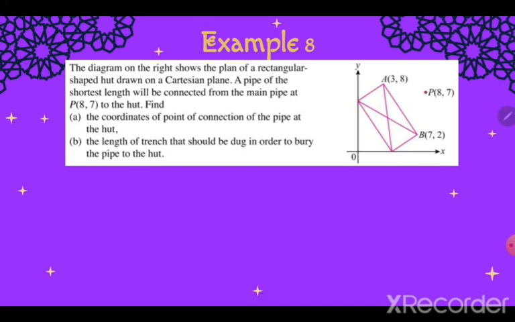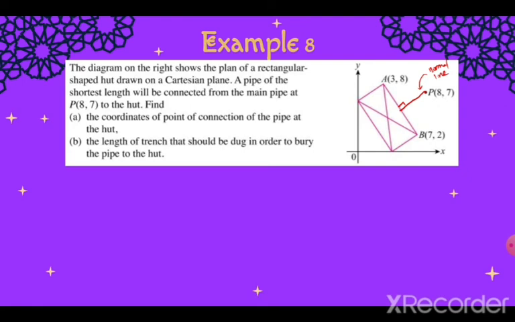Shortest length. So when we talk about shortest length, we are talking about a straight line that will touch the line AB and will form 90 degrees. In other words, we are talking about the normal line. So the concept of perpendicular is involved here. Find A, the coordinates of the point of connection of the pipe at the height. B, the length of trench that should be dug in order to bury the pipe to the height.